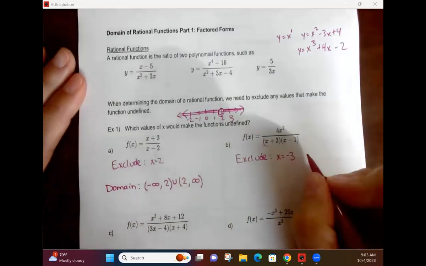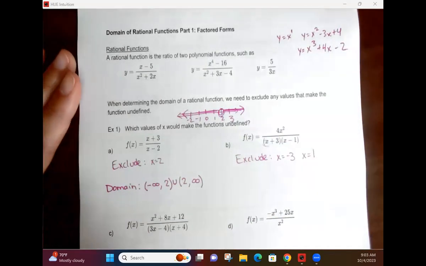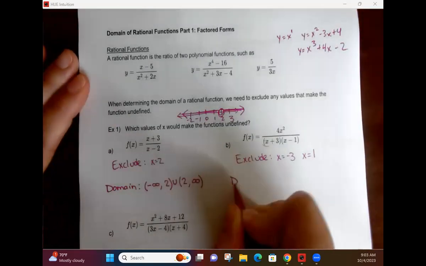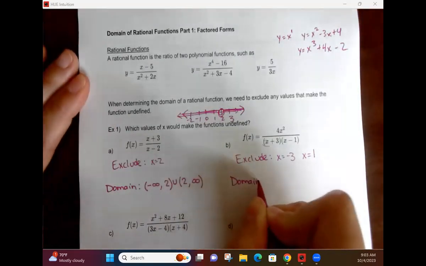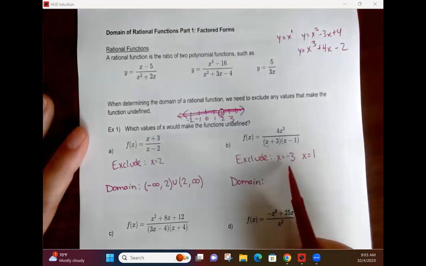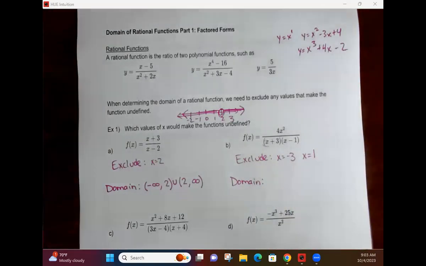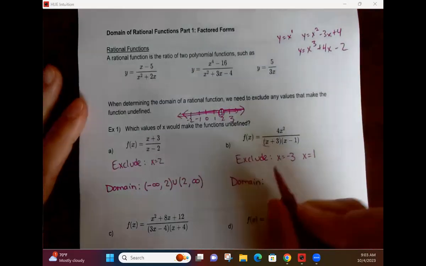Same idea over here, except for our second factor, we would exclude x equals 1. Our domain then will have to break up into pieces based on these excluded values. So I have to stop my domain anytime I hit an excluded value. Just make sure you're putting them in order.